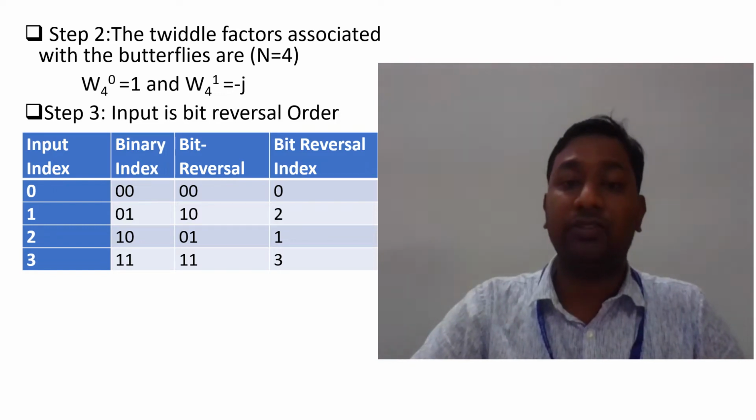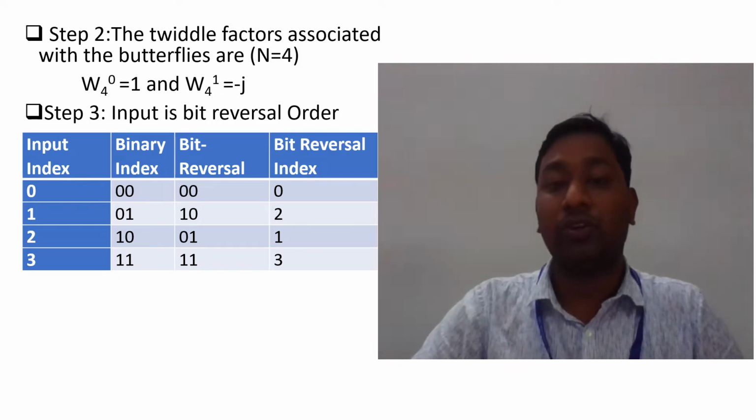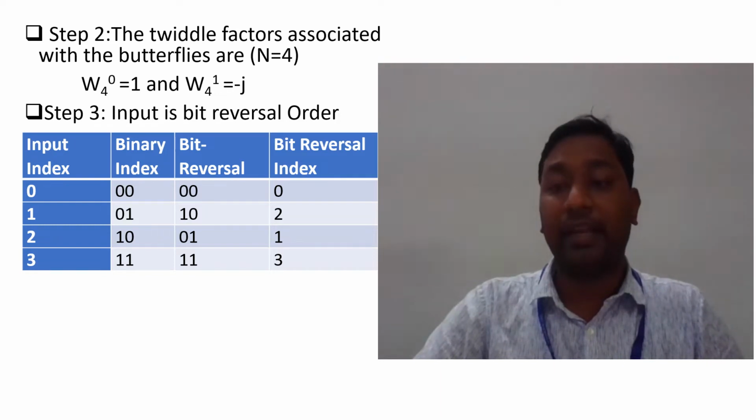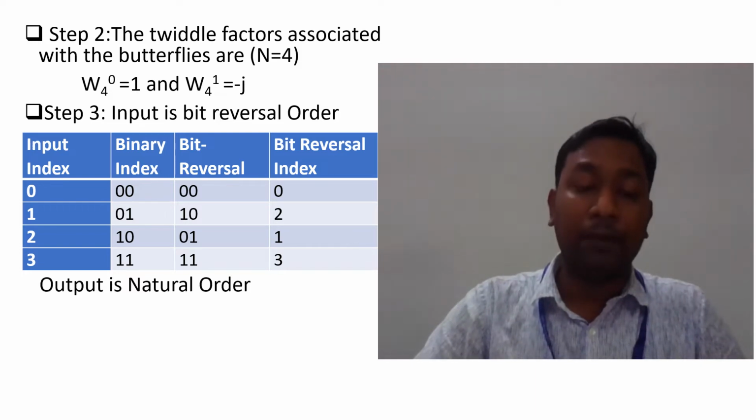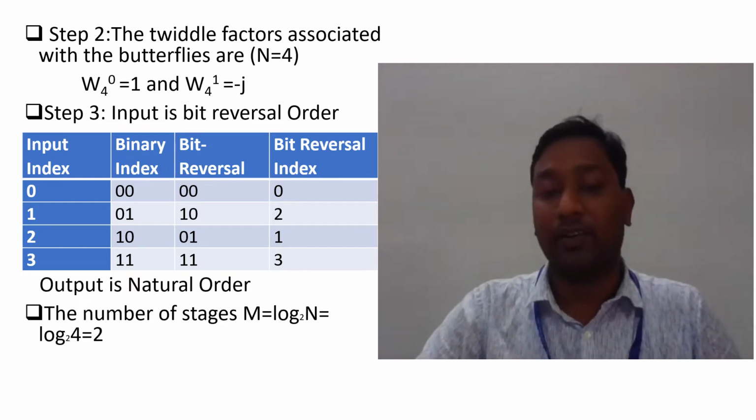So what is the value of 0, 0? In bit reversal, index 0. Next, 1, 0 means 2. 0, 1 means 1 and 1, 1 means 3. So that is the bit reversal index. So we'll write the input in bit reversal order, but the output is in natural order.